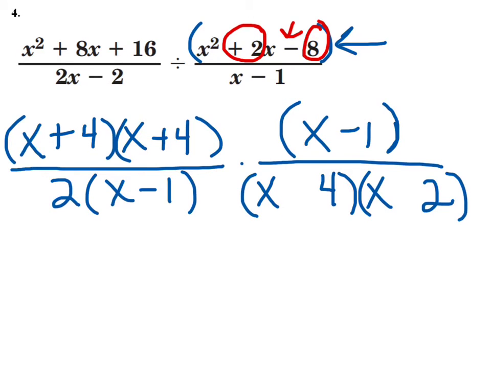Now, which factor will we give the negative to? We want to give the negative to the 2 because we want a grand total of a positive 2.